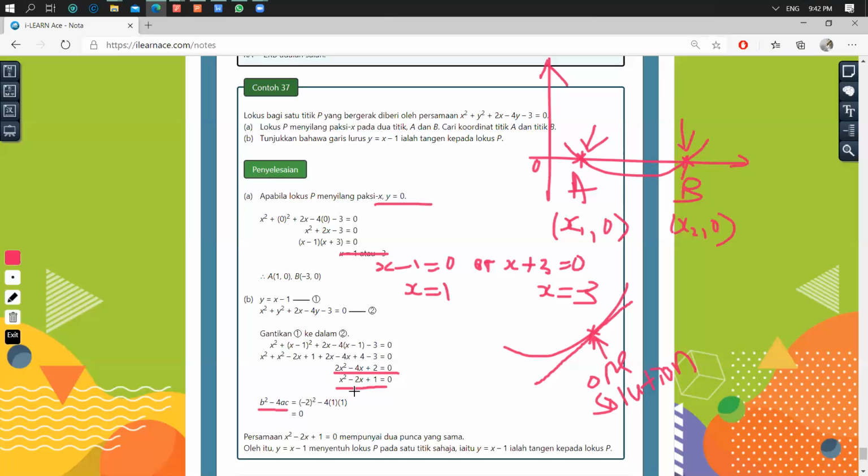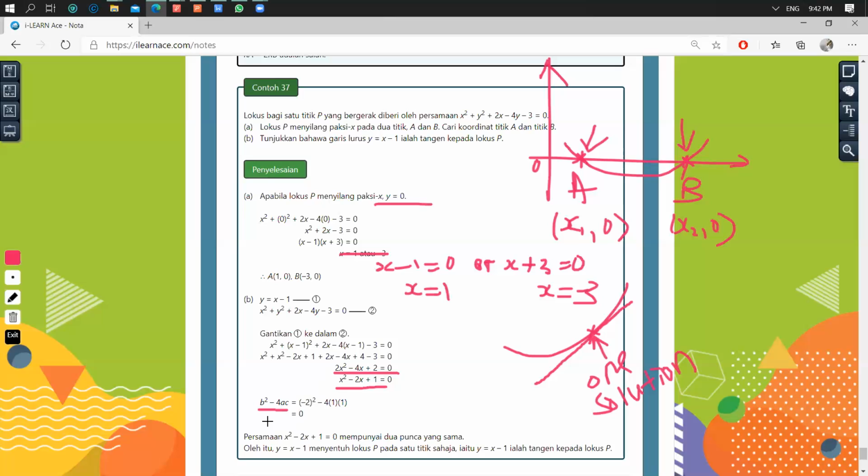Don't factorize and solve x. We're not solving x. We want to show they only have one solution. So get the a, b, and c, and then put it into here. b squared minus 4ac. What is the b squared? Negative 2 squared minus 4 times a, which is 1, times c, which is 1. Okay? Calculate the answer for this part. You're going to get 0.